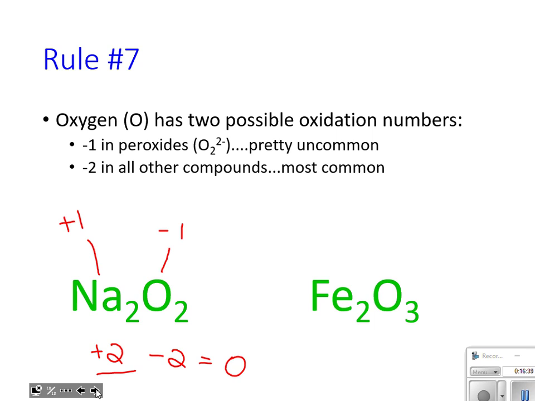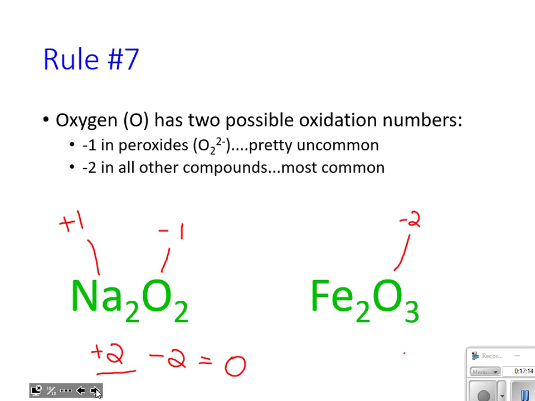Let's look at the other one, Fe2O3. This is the most common you're going to see with oxygen. So I see that oxygen, I'm going to say, okay, that oxygen is going to be a -2. Now, we're going to use that to determine my oxidation number for iron. Because if you remember from that lab that you just got back today, iron is multivalent. Iron can take a few different oxidation numbers. So we need to calculate it.